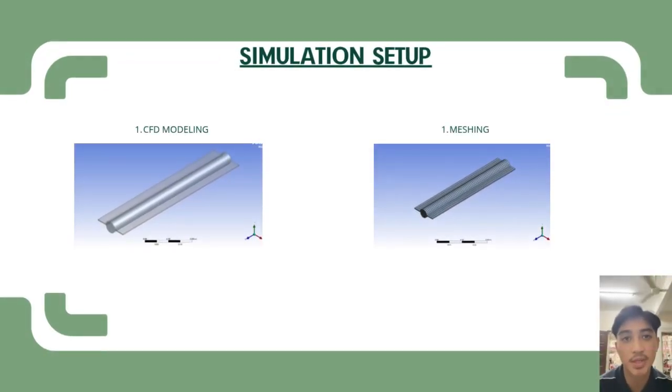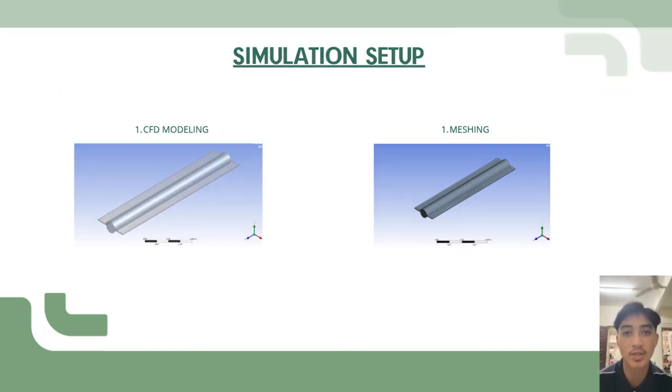So we begin by developing a CFD model to simulate heat transfer and fluid flow within the system. Meshing was done to divide the model into small, manageable elements, which is critical for solving the governing equations with better accuracy. A finer mesh typically leads to more precise results, though it increases computational time.